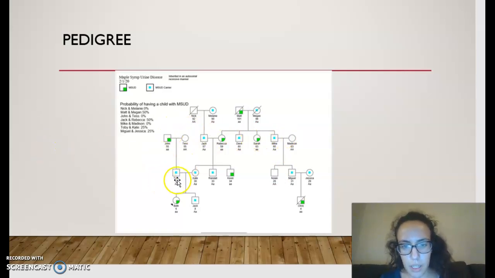We see the same thing here with Toby and Kate, where they are both carriers of the gene, and they produce one offspring, Jack, who is also a carrier, and one offspring, Beth, who has the disease. This presents those chances of the Punnett square that I showed earlier, where it's about a 50-50 chance.